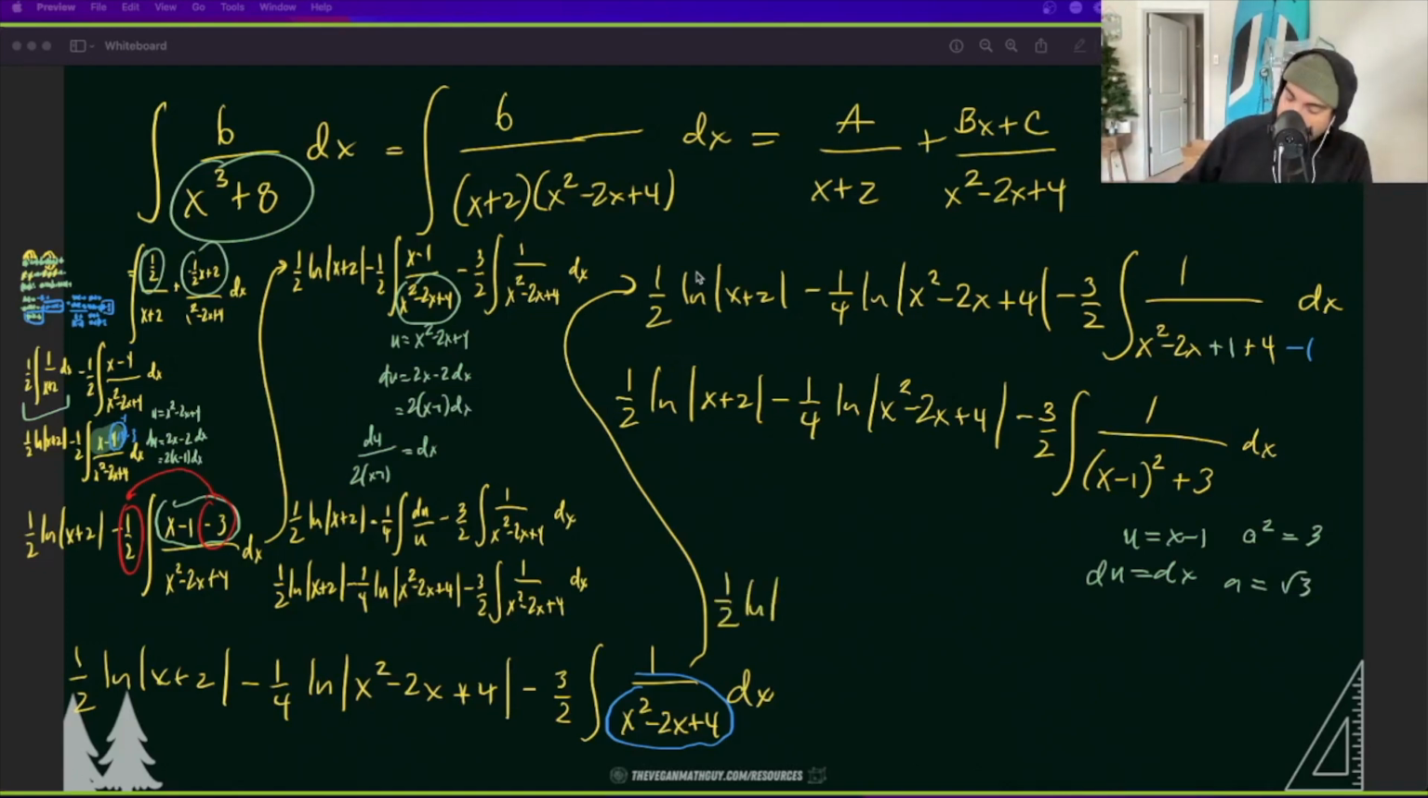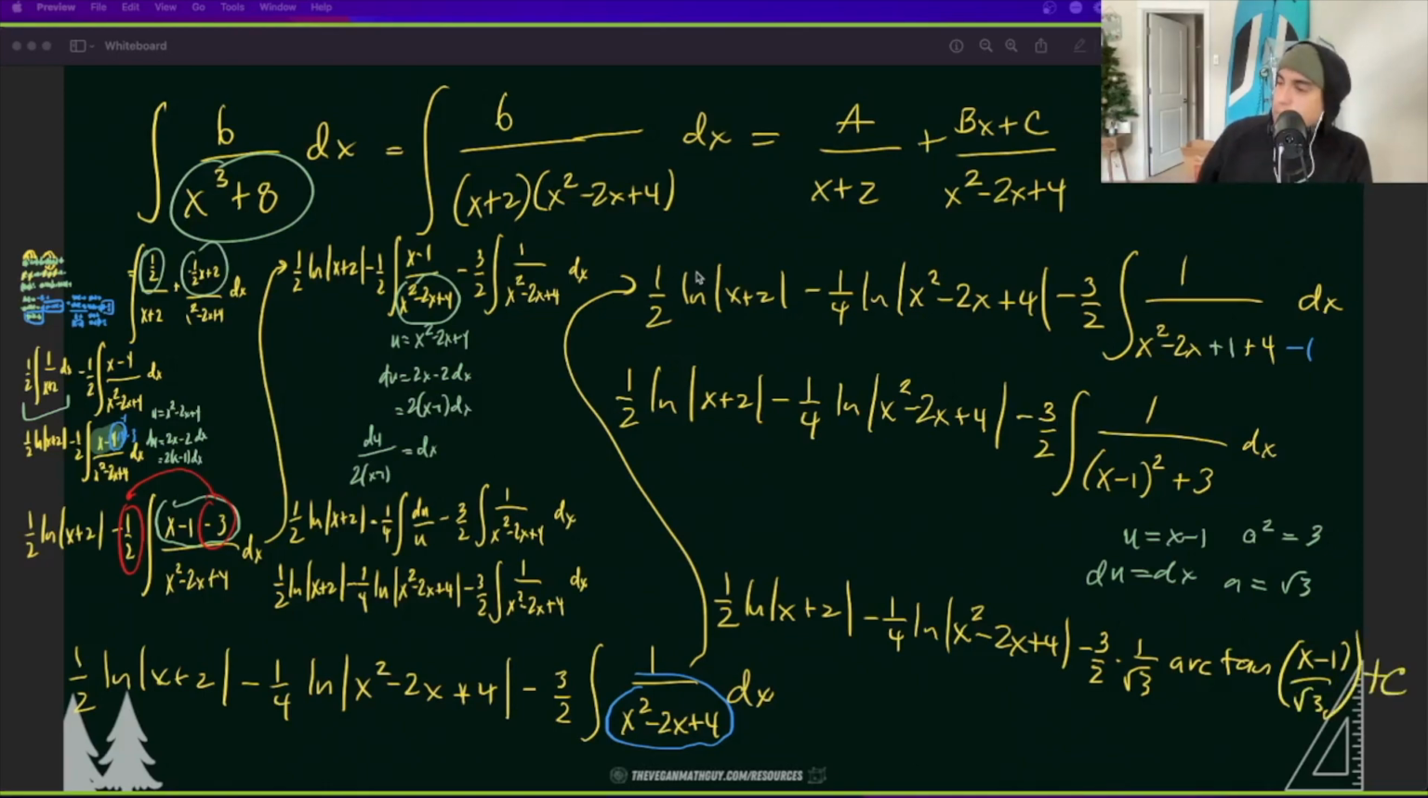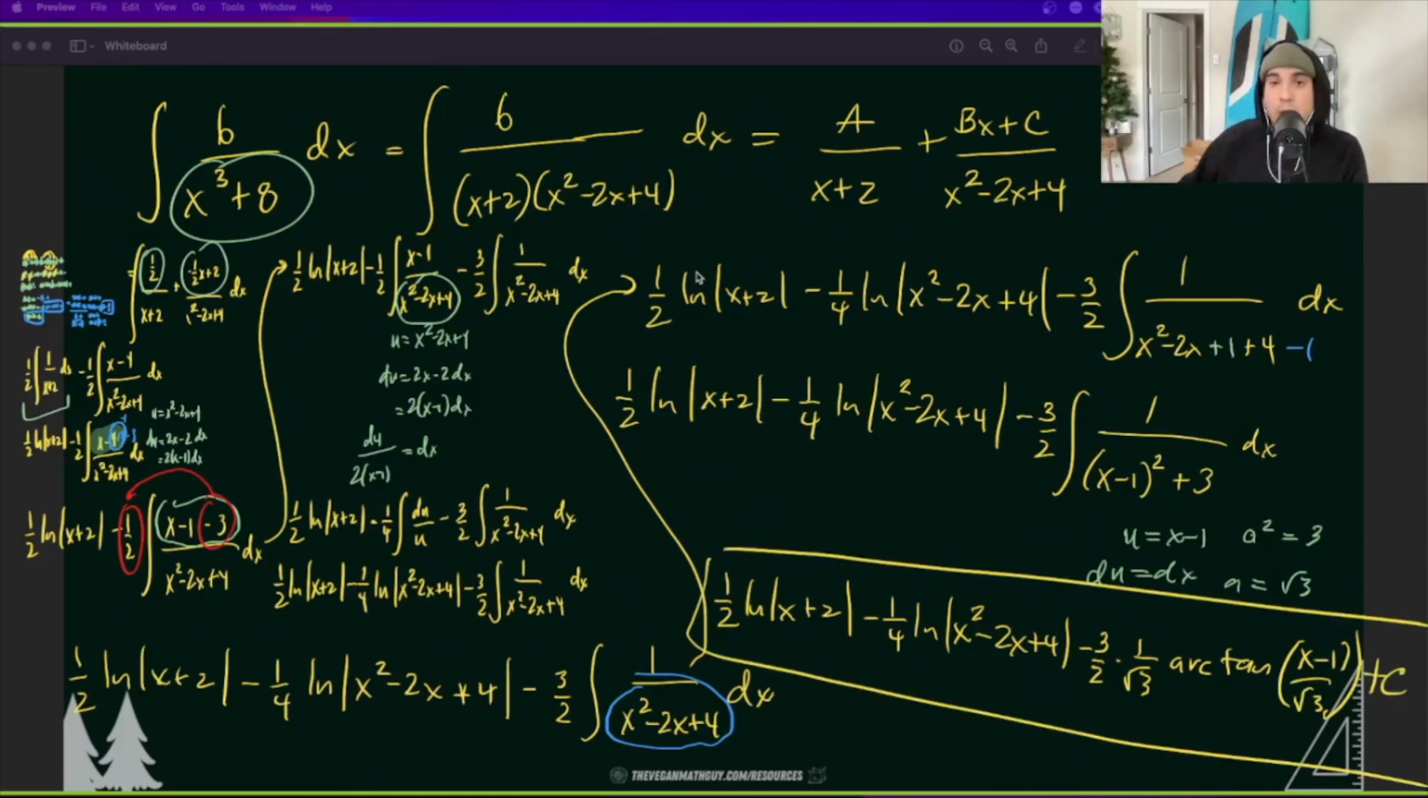The 1/2 natural log of x plus 2 minus 1/4 natural log of x squared minus 2x plus 4 minus 3/2 times 1 over root 3 arctangent of x minus 1 over root 3. Don't forget your plus c. My, oh my, how fun.